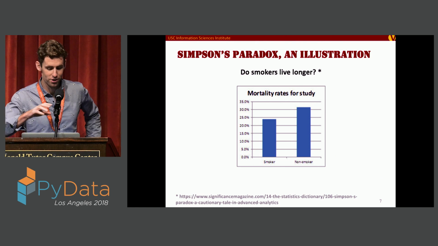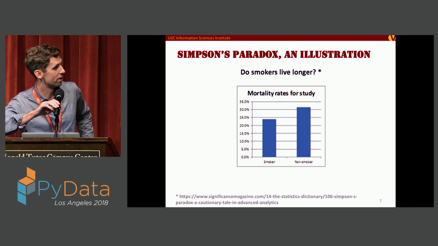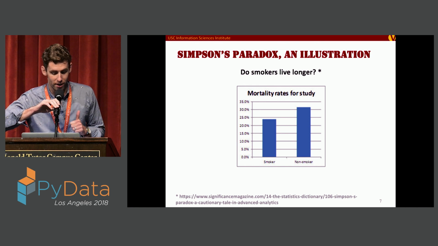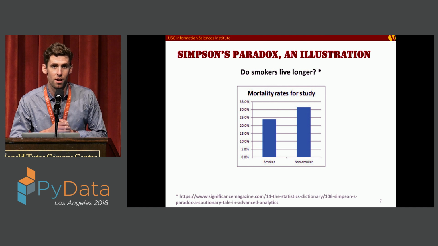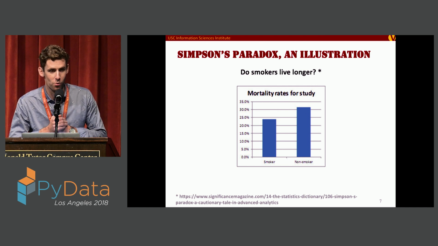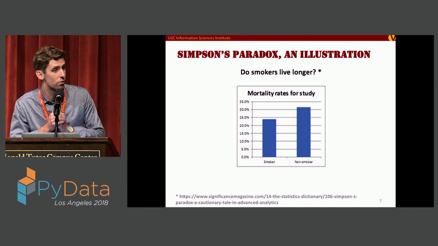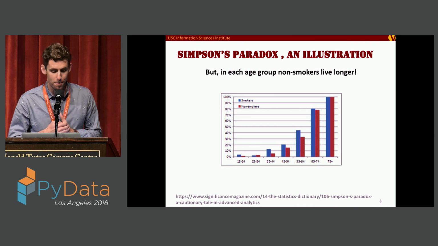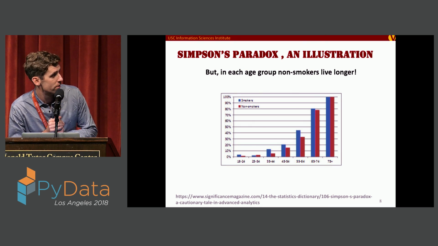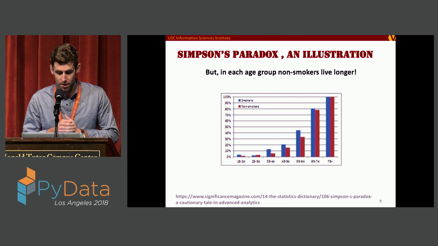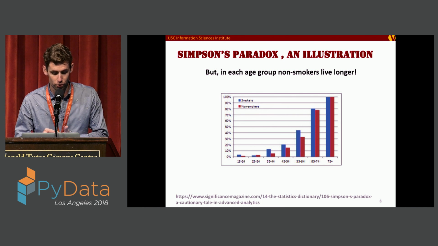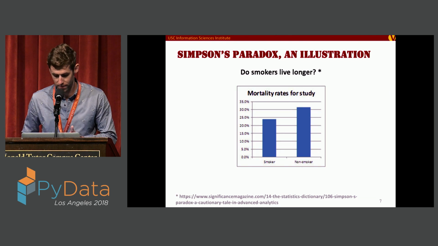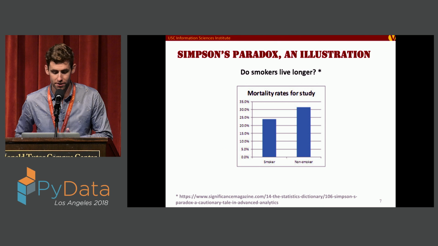An illustration: do smokers live longer? Here was a study, from a stats blog, looking at mortality rates for smokers versus non-smokers. Actually, smokers have lower mortality rates than non-smokers, which is a surprising conclusion. But let's look at each age group. Within each age group, smokers, the blue line, actually have higher mortality rates, even though in the aggregate they have lower mortality rates.